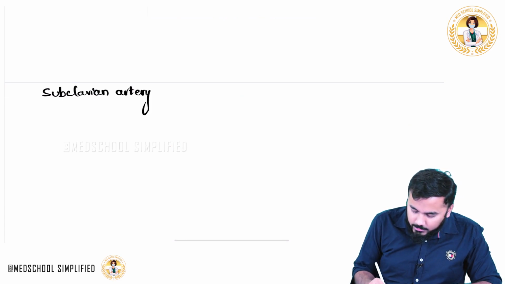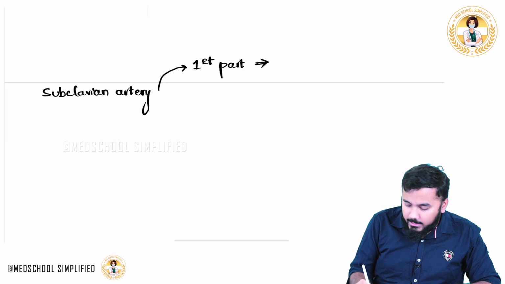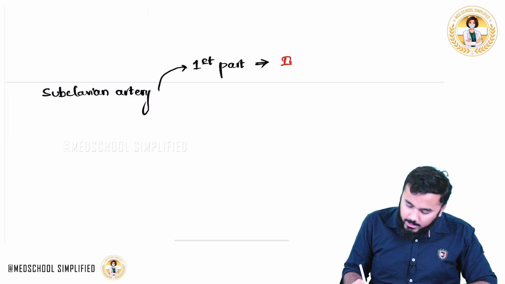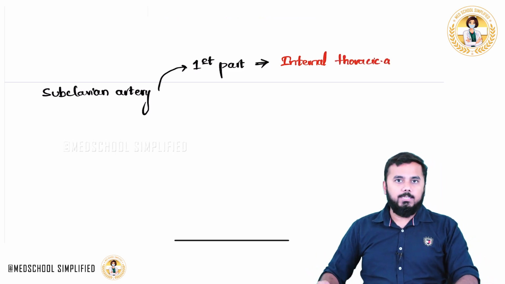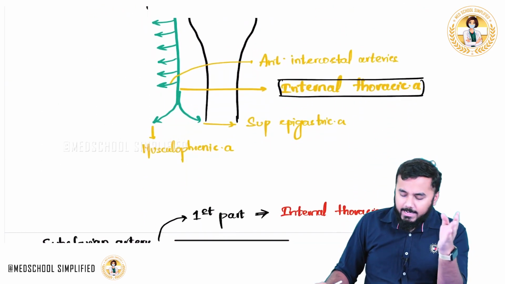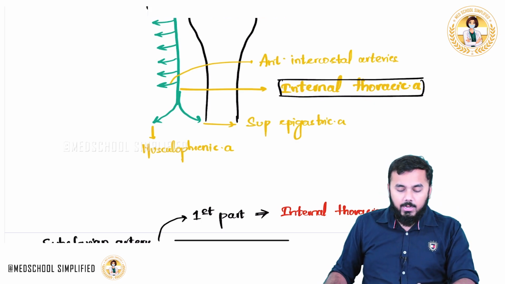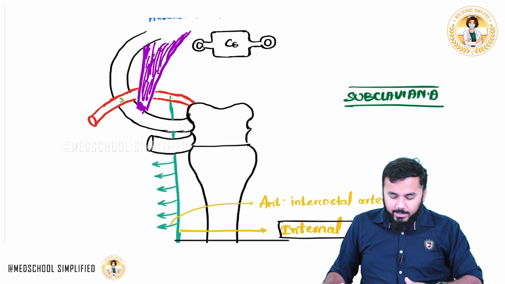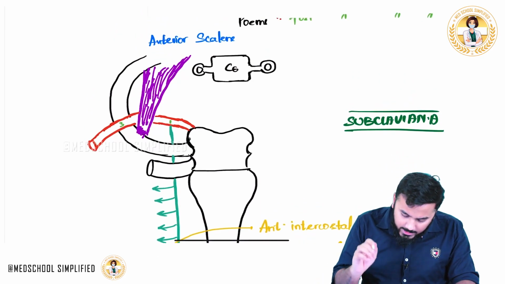So the subclavian artery has got parts, right? Let us say we are right now discussing the first part. The first part of the subclavian artery has got a branch, and that is called the internal thoracic artery. The internal thoracic artery has got three branches: anterior intercostal arteries, musculophrenic, as well as superior epigastric artery. Clear?